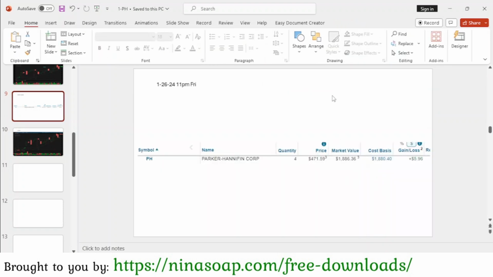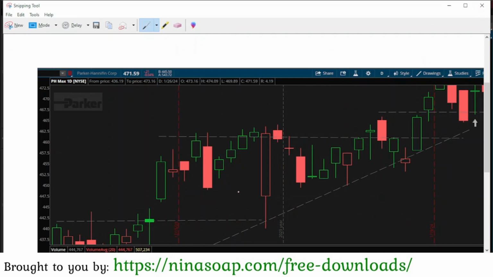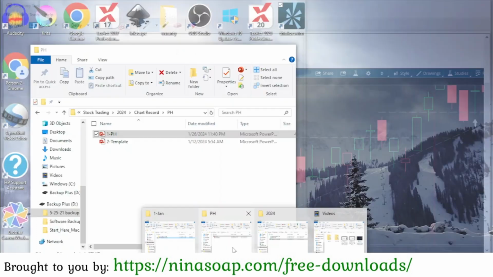So at this point, when the market closed, it was 5.96. Don't touch it, okay? 5.96 profit. But we'll see how it's going to open on Monday. We will save this one, and we'll log out of it, and we'll go to the next one.